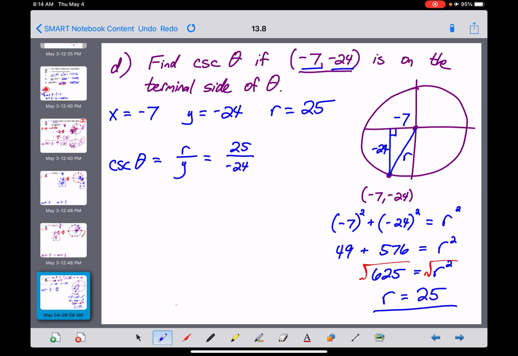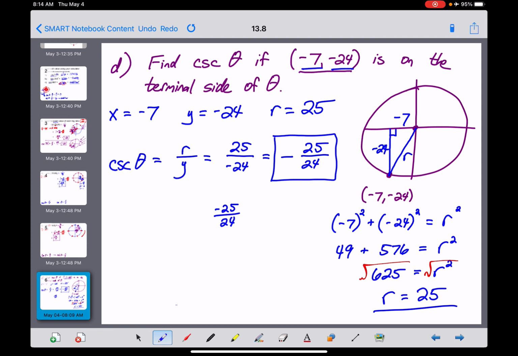And good news, everybody, you can't do anything to simplify that. Now, I never like my negatives on the bottom of my fraction, so I'll just move it out to the front here and make it negative 25 over 24. Or, of course, you could put it in the numerator and make it negative 25 over 24. Any of those three formats would be fine. I think that one's probably the best.